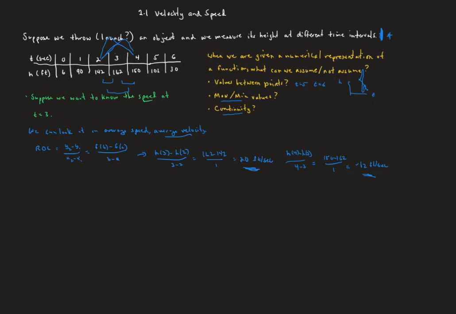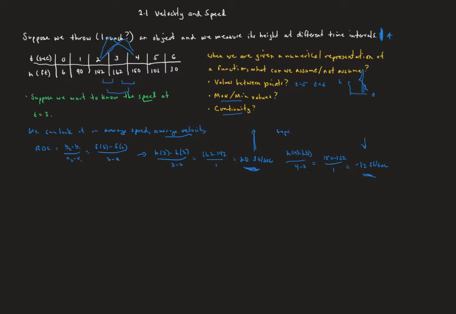Now, the difference between speed and velocity is velocity, as you can see here, these are both velocities, average velocities. They can be positive or negative, and so that's communicating a direction. A positive, in this case, since our object is either moving up or down, it's going to be moving up, and here we're saying the object is moving down.